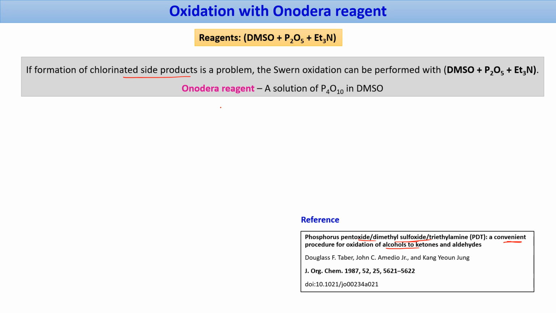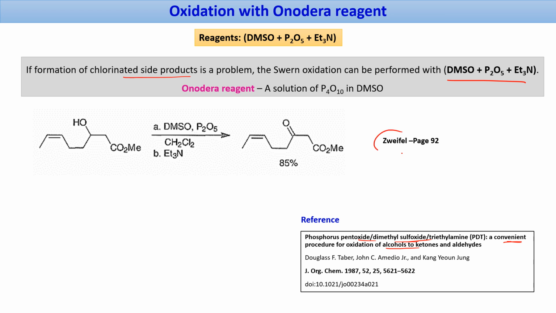Here the Onodera reagent, though it is written as DMSO, P2O5, Et3N, is actually a solution of P4O10 in DMSO. So this is basically the dimeric form. Here is one particular example from this book. Here this C-OH is converted to C=O, and in the rest of the molecule there is no change. So here we have taken this Onodera reagent, right? Here also the activation of DMSO you can expect in a similar way.